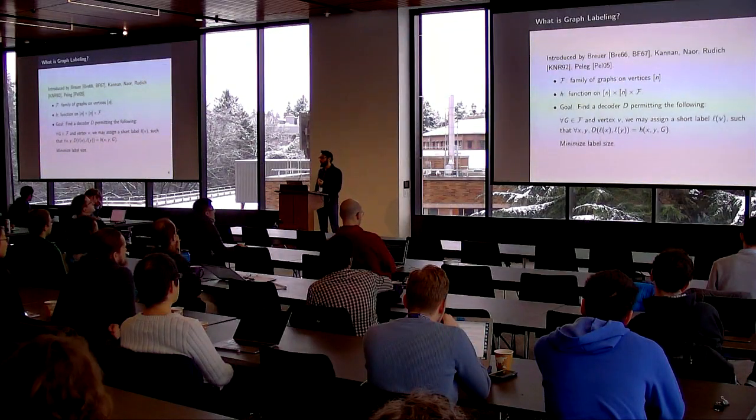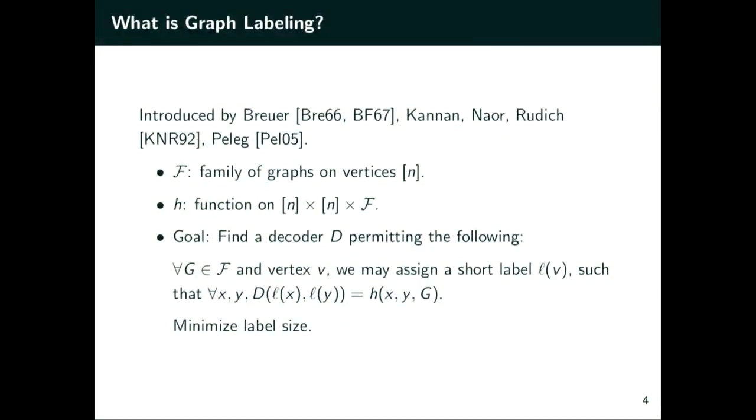For every graph G in this family, we should be able to assign to each of its vertices a label as short as possible so that the decoder will be able to compute the function h of x, y, and G given only the labels of those 2 vertices, so the label of x and the label of y. The decoder doesn't get to know the graph G, it only gets to see those labels. So it does know the family F, but it doesn't get to know which specific graph it got. So the labels must encode some information about the graph, whatever is necessary. And here the goal is to minimize those label sizes.